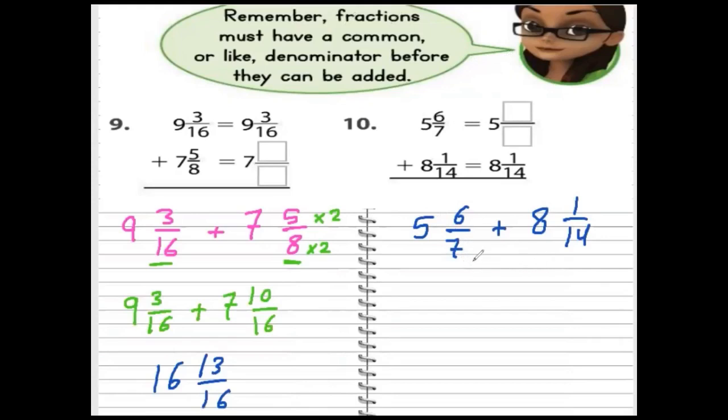Can I make the 7 become 14? Yes, I can multiply here by 2, up and down. Now 5 and 6 times 2 is 12 over 14 plus 8 and 1 over 14. What should I do now? I'm going to add the fractions first. 12 and 1 is 13 over 14. 5 plus 8 is 13. I think it's easy and clear.